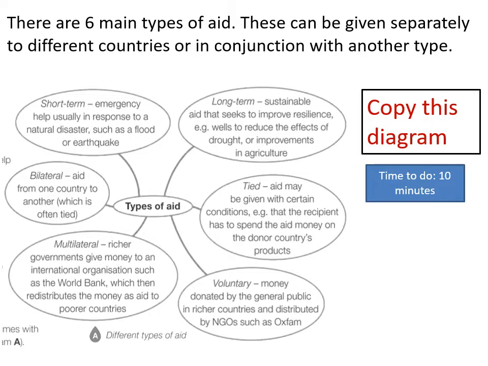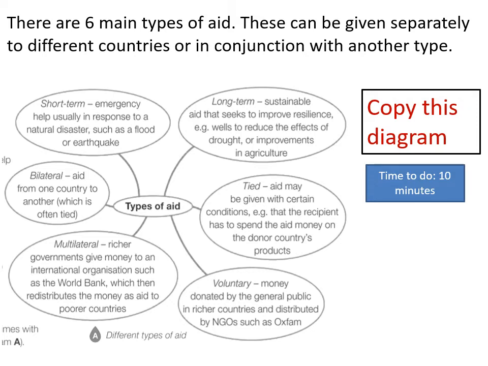You've then got the other 2 that go together, bi and multilateral. Bilateral is from one country to another, usually on a government level, from one government to another. And multilateral is when you have an organization, a middleman as such, such as the World Bank, which takes the money from countries and then distributes it out to the poorer, low-income countries. You've then got tied aid, which any of these could technically be, which is when there's a condition, and voluntary aid.